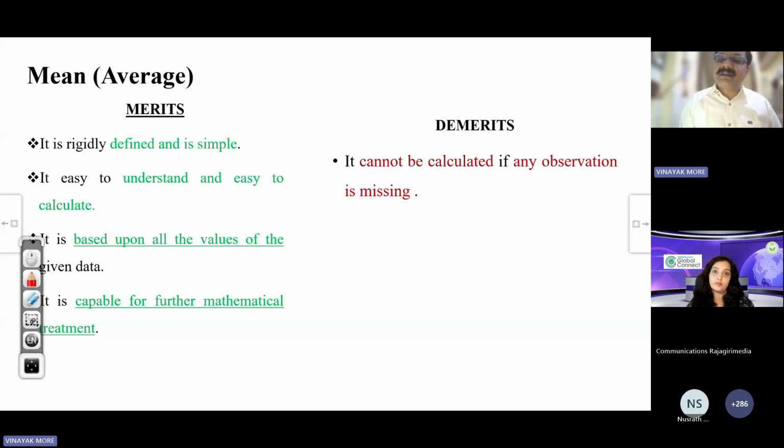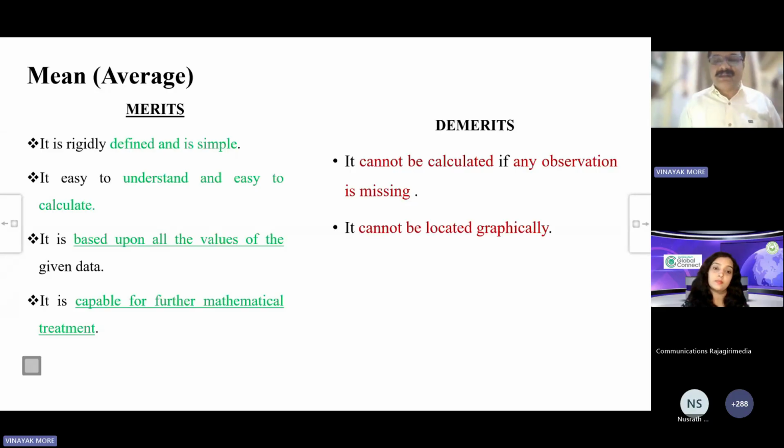It has some demerits. You cannot calculate the mean if some values are missing. For example, one student attempted the exam, but he did not answer the questions. He simply sat, had some emergency and left. So in attendance you are counting that student, but he has not responded with answers. If his marks are missing, then it will affect the mean, and the mean will not be correct.